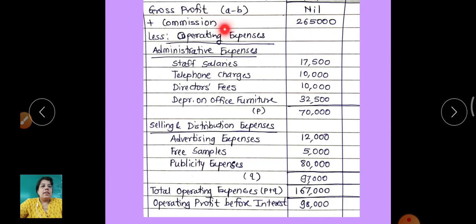Further, after adding the commission here, we will deduct the operating expenses. So two types of operating expenses are here: administrative expenses and selling and distribution expenses. In administration expenses, 4 expenses are there: staff salaries 17,500, telephone charges 10,000, directors fees 10,000, depreciation on office furniture 32,500. So total administrative expenses, I have denoted it as P, 70,000.